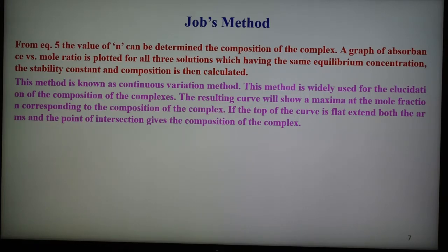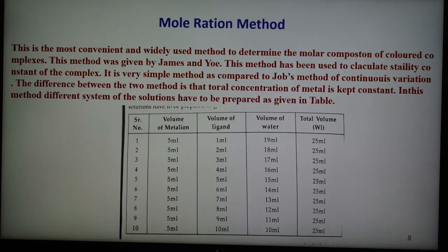Here we have seen the method of determination of composition of the complex by using the Job method. Similarly, another method is known as the mole ratio method. This is a very simple method as compared to the Job method, and it is a convenient and widely used method to determine the composition of colored complexes. This method was given by the scientists Yoe and Jones, and it is used to calculate the stability constant of the complex.